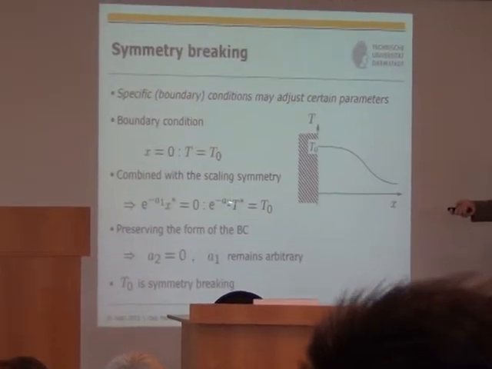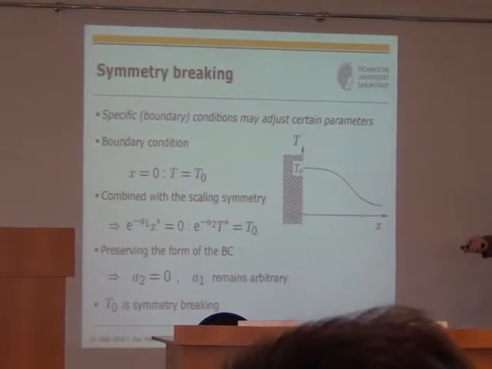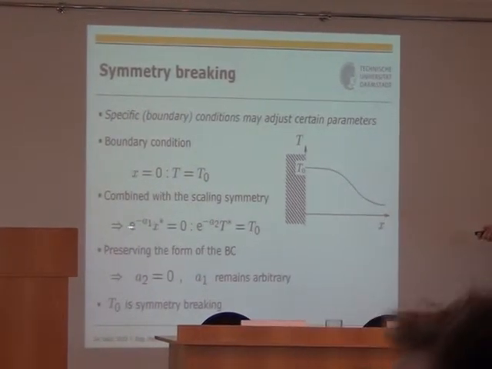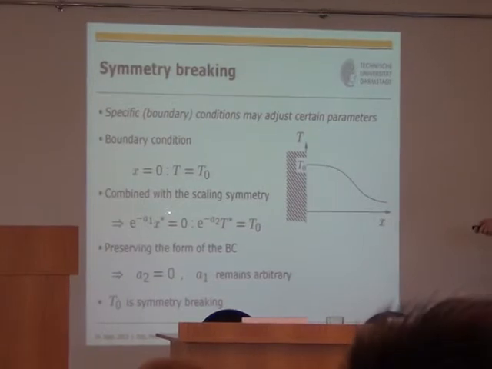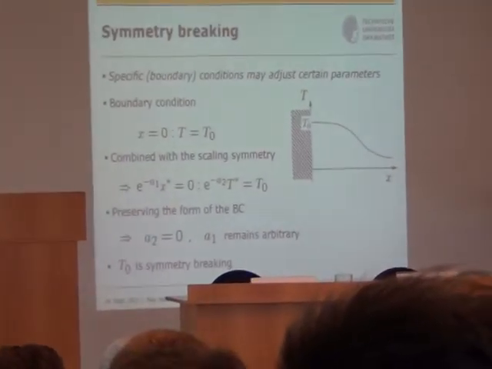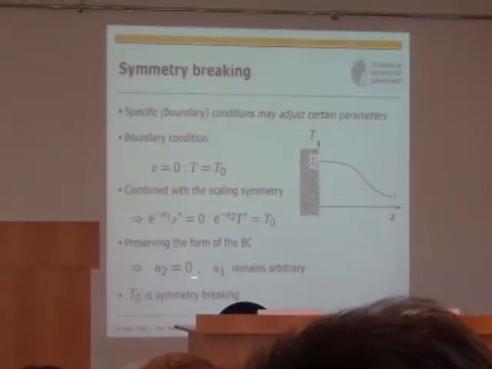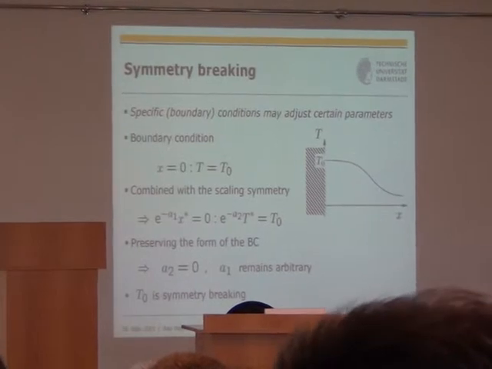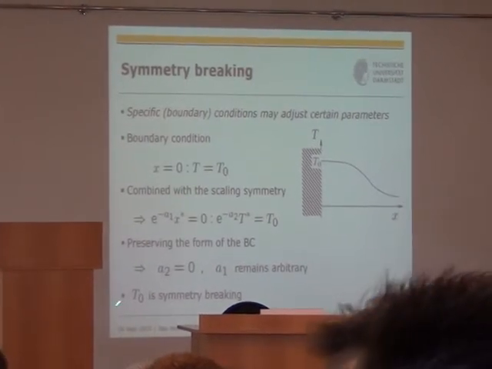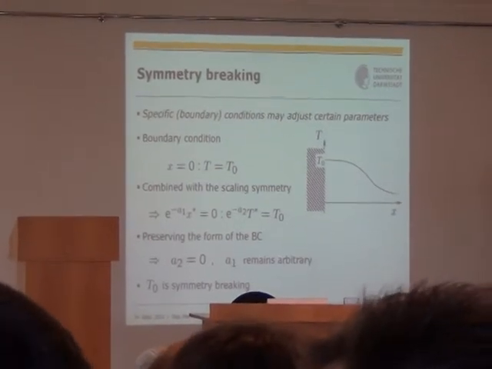So the A2 has to be 0 in order for the boundary condition to look the same like this. So this has to be 0, this can be arbitrary, and then we have the same form: x star equals 0, t star equals T0. So that means we lose one parameter here, that is, the A2 is 0, while the A1 remains 1. And so the T0 is symmetry breaking. So we impose something on the system and we lose a symmetry.